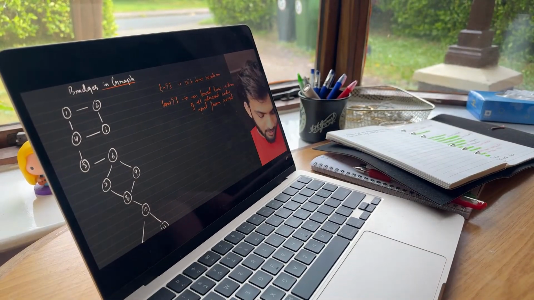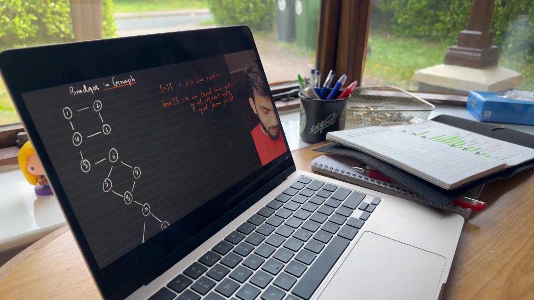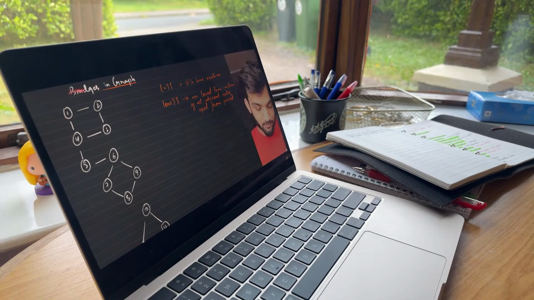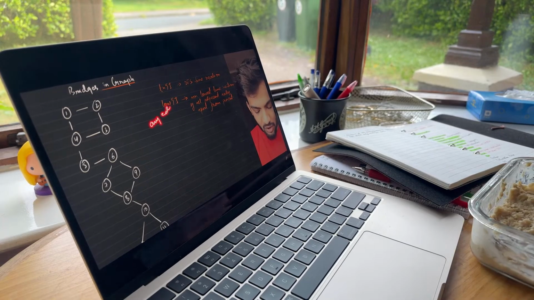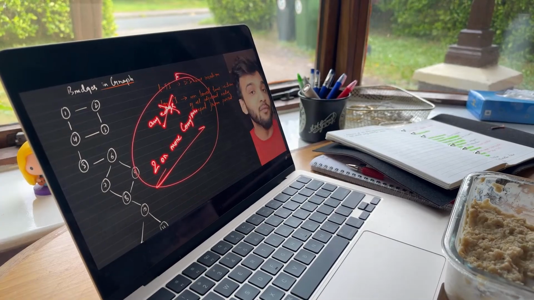If I remove this and they break into two separate components, it's a bridge. What if I remove this? It is not broken into two or more components; it still stays as a single component, so that's not a bridge. Imagine I remove this. It's broken down, one here and one here. So what is the definition of a bridge? Any edge on whose removal the graph is broken down into two or more components.